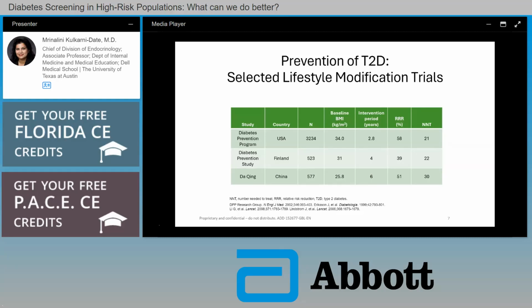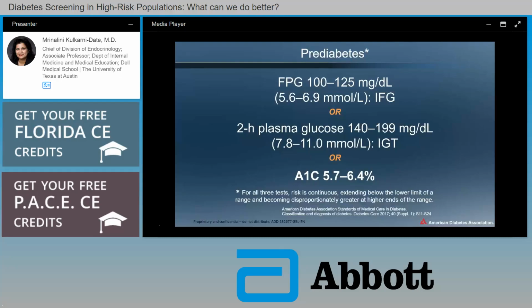So what do we have to do for diagnostic testing for prediabetes and diabetes? We can look at fasting plasma glucose, random plasma glucose, check hemoglobin A1C, or do a 2-hour plasma glucose after a 75-gram oral glucose tolerance test. And I'm going to show you now the cutoffs that are there.